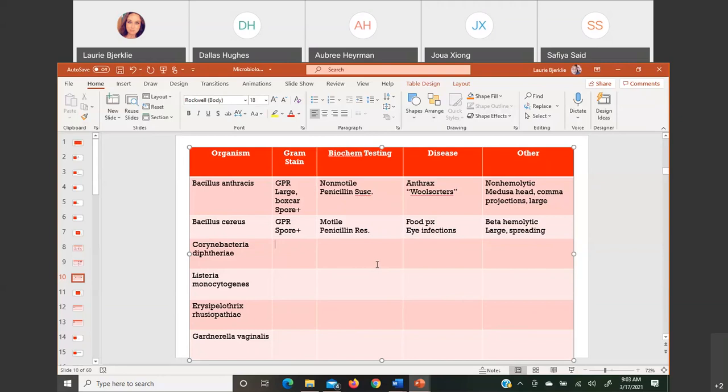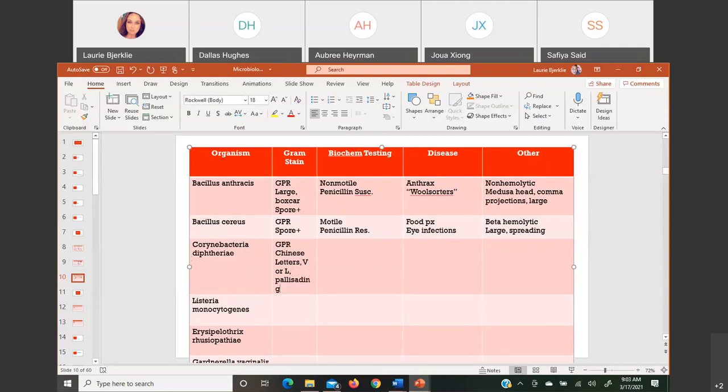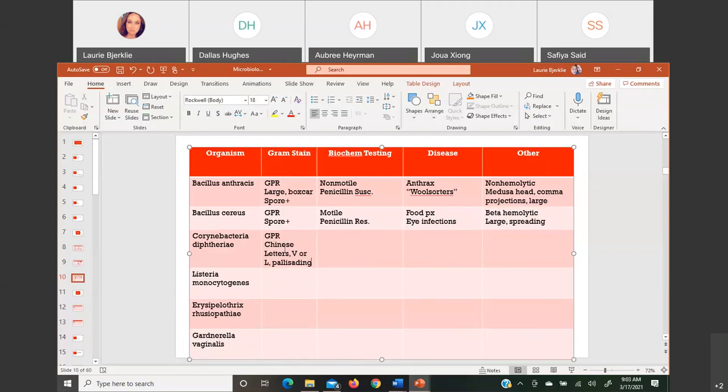Going to Corynebacterium diphtheriae. So again, it's a grandpa's rod. This one though, it had the Chinese letters, or maybe it looked like the letter V or the letter L, or it was palisading, meaning they lined up side by side by side. So it has some unique features there on the gram stain plate.